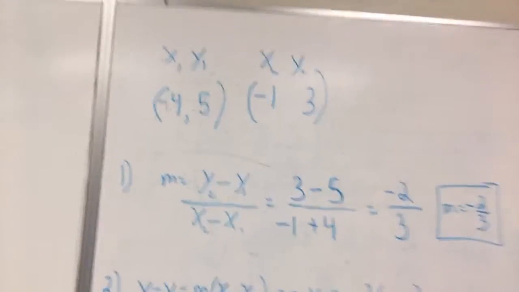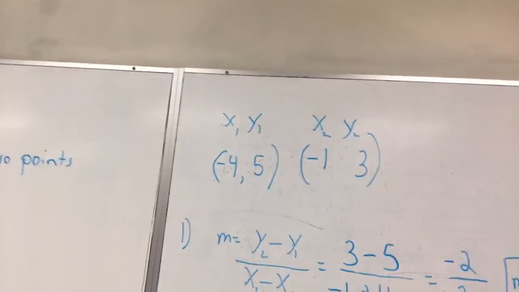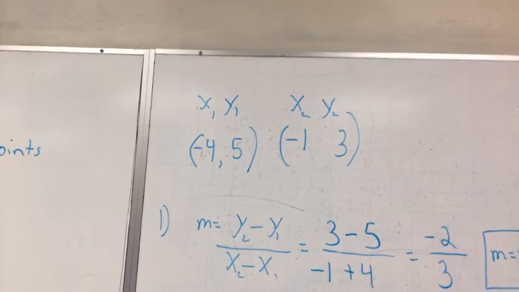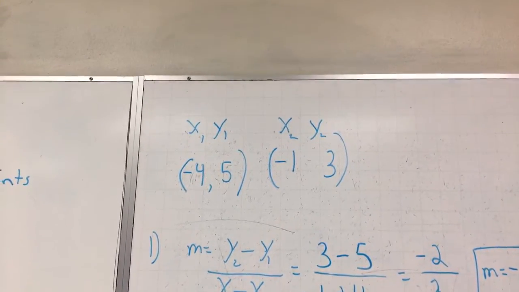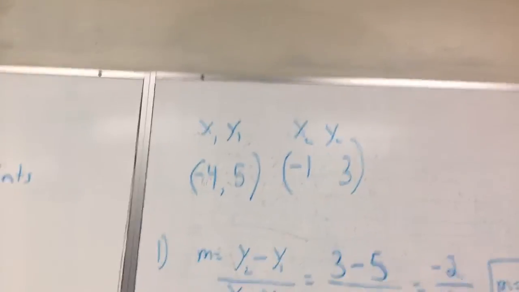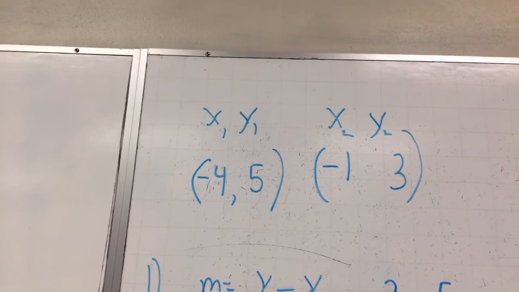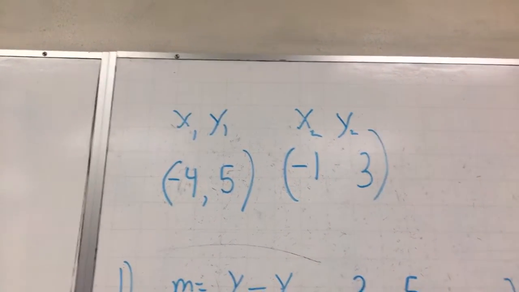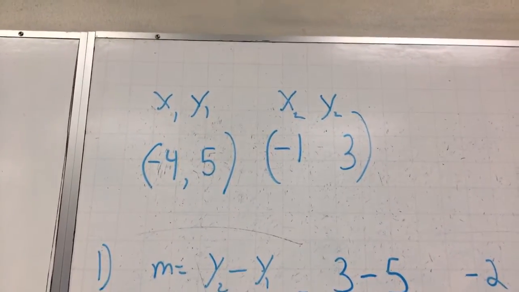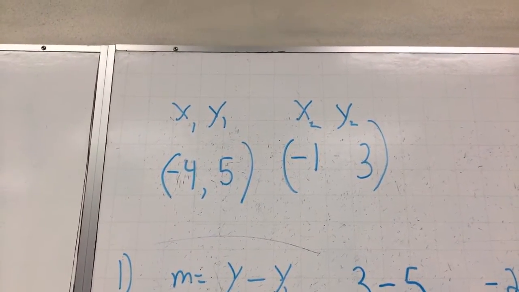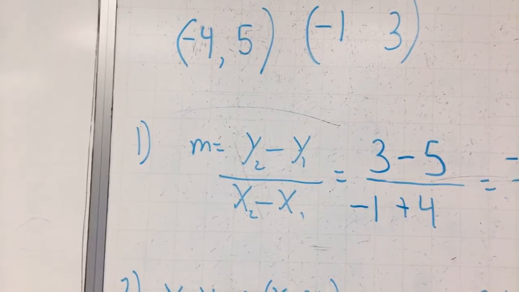So let's actually do a problem. All right, so here's the 2 points that I start with. I start with -4, 5 and -1, 3. Okay? Now notice that I labeled my data already. -4 is my first x value and 5 is my first y value. -1 is my second x value and 3 is my second y value.